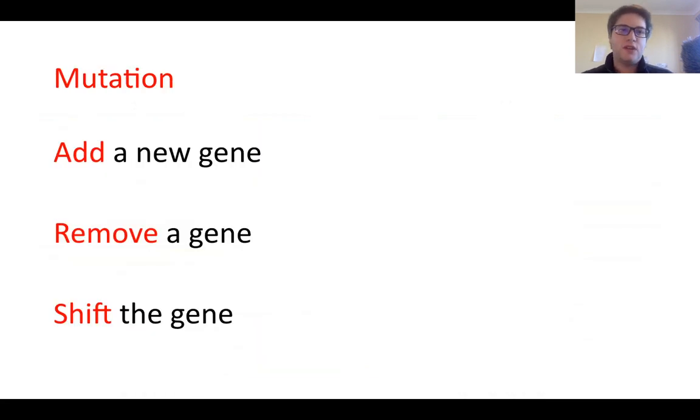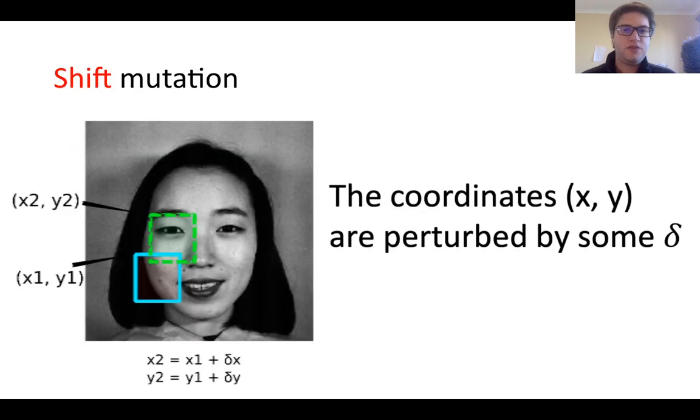And we propose 3 different types of mutations. So we can add a patch, remove a patch, and shift that patch. So shifting, we get the x and y coordinates of the patch, and then we perturb it by some small delta parameter.